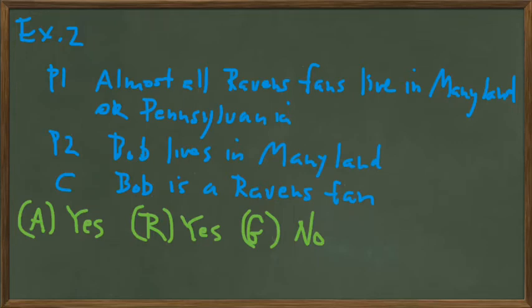Ravens fan. So if we knew, for instance, that 22% of the Maryland residents are Ravens fans, then we could conclude there's a 22% chance that Bob is a Ravens fan. But we can't conclude any more than that. So this is an inductive argument that would be considered very weak. The probability would be, I don't know, we'd have to have some more information. Let's say 10%, 20%, something like that.